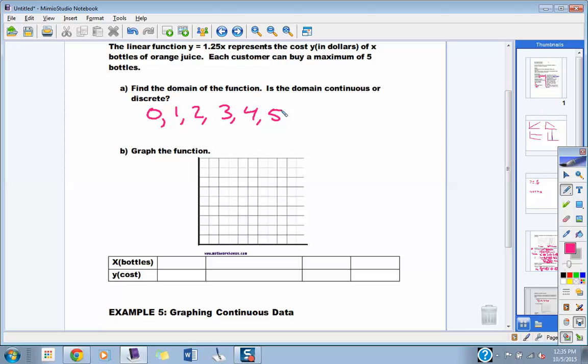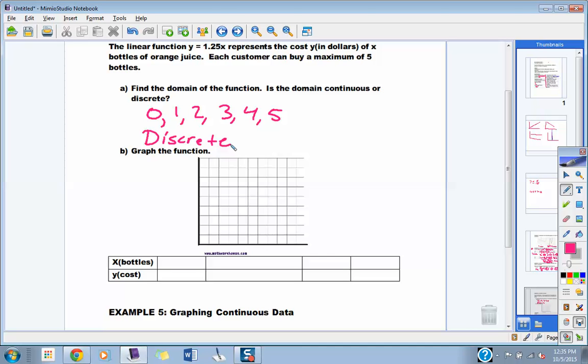Question becomes this. Find the domain of the function. Is the domain continuous or discrete? It's something that we don't count in the middle between 0 and 1. We don't buy half of an orange juice. Okay? Unless someone dumps it. This is going to be considered a graph that is what we call discrete. Basically, we're saying whole numbers. You don't count what's in the middle. You only count them by wholes, right? So 0, 1, 2, 3, 4, 5, right?